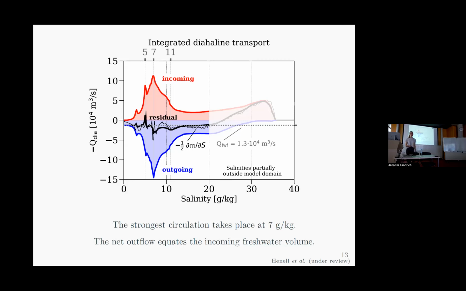And what you also see in this figure is that the outgoing diahaline transport is bigger than the incoming. So the net outflow, which is actually here the residual, which is negative because the outgoing is bigger than the incoming, equates the incoming freshwater volume. So that is the gray dashed line that we have here.